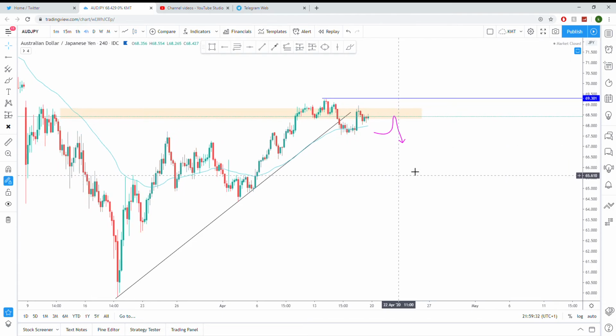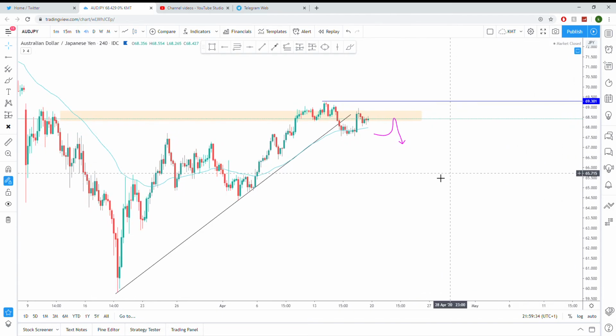We could start to see a short-term move to the downside, which we can capitalize on, because a short-term move is a possible trend. We take the trends. That's all we do. We do not involve ourselves in the consolidation ranges like the previous Japanese yen pairs.